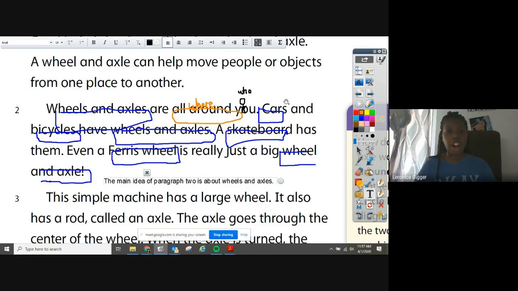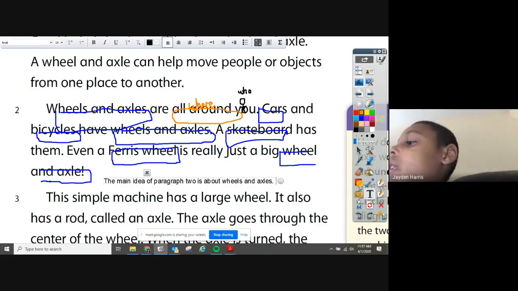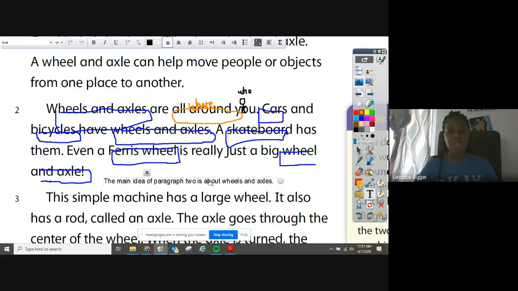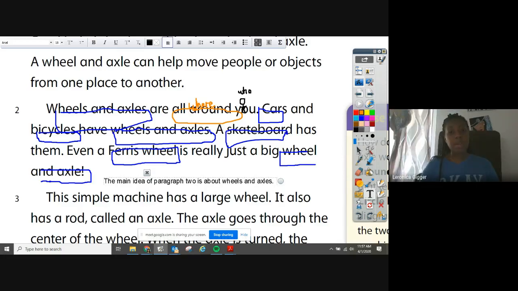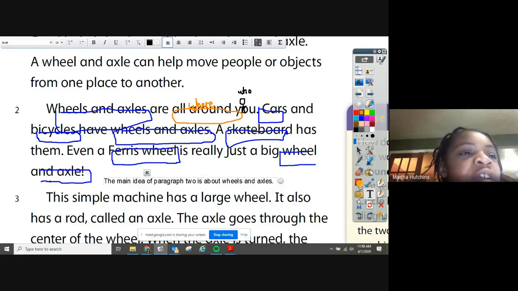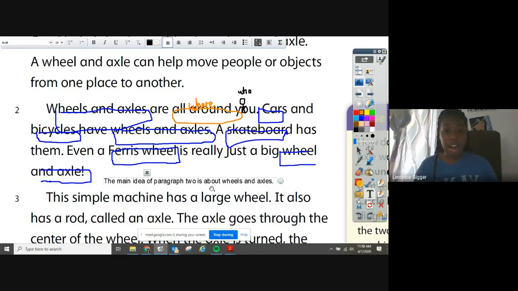All of these other things, cars, bicycles, skateboards, Ferris wheel, what do they all have in common? They have a wheel and axle. So all of those things are there because of what? They are a simple machine. They're not necessarily simple machines, but they all have the simple machine of wheel and axle inside of it. So all of these things are a kind of simple machine.